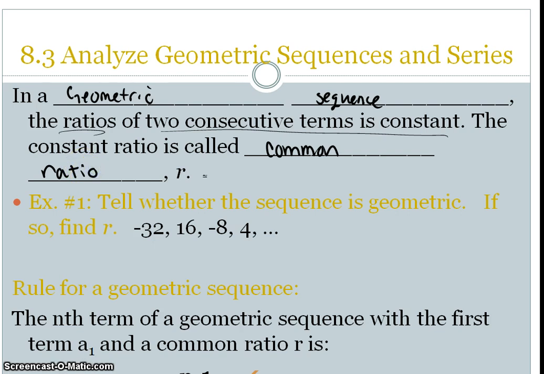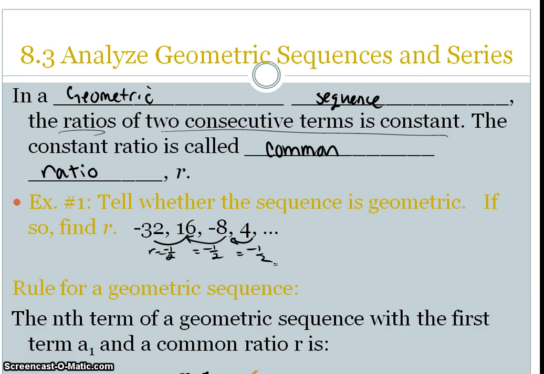And in arithmetic sequences, we used the letter d for common difference. In geometric, it's an r for common ratio. So here we're going to determine if this is geometric, so we need to see if there is a common ratio. So we always take the next term over the previous. So 16 over negative 32 is minus 1/2. And we have minus 8 over 16, which is minus 1/2. And 4 over minus 8 is minus 1/2. So we do have a constant ratio or a common ratio r of minus 1/2.